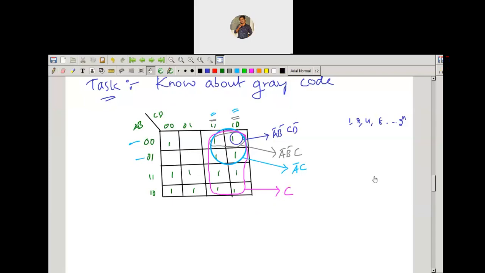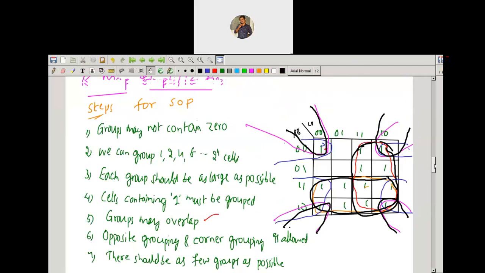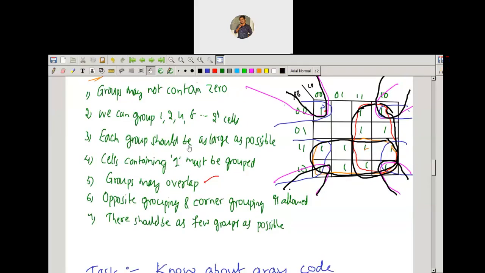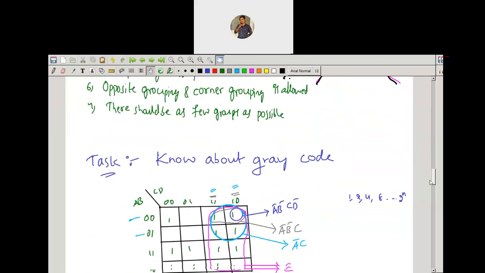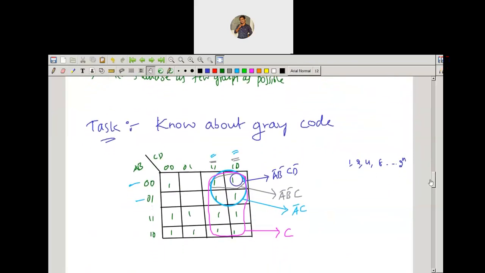That is the third point: each group should be as large as possible. That is what we are doing in this third point, to simplify the expression as minimum as possible.